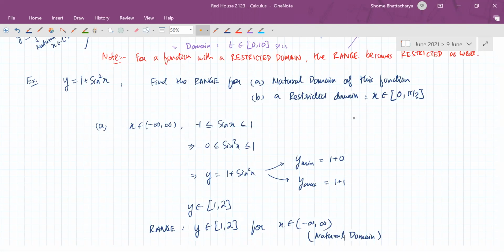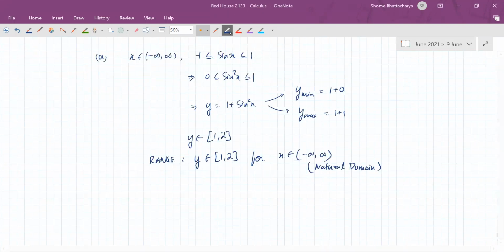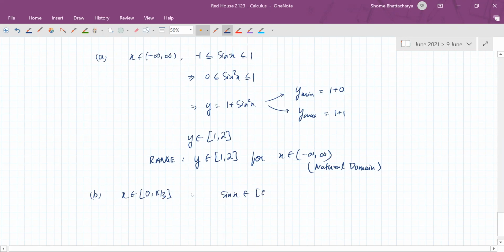Okay, so let's look at the answer for the restricted domain part. So many of you have got this correct. So we have to have a little bit of idea about the sine x. If we take x between 0 to pi by 3, we know that sine x is ranging between 0 to root 3 by 2, because we know the sine x graph. In the first quadrant, for example, sine x is like this.